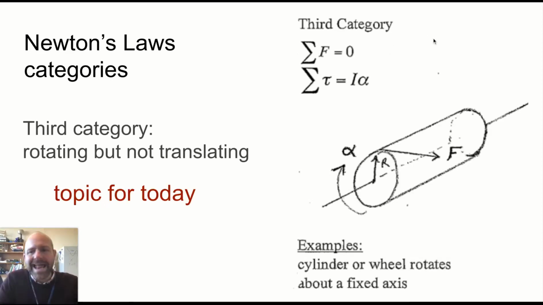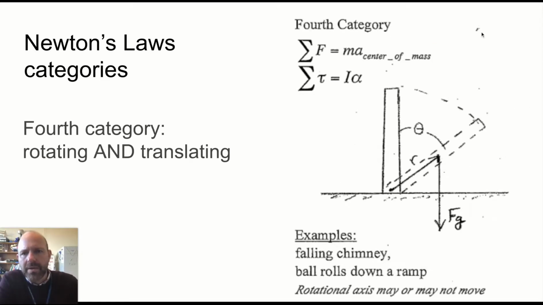And what we're looking at now is this third category, where things are rotating and can accelerate rotationally. Their rotational motion can change, but there's no translation. They're not accelerating in a translational manner. The fourth category is where both things can happen. Lots of interesting stuff. We'll get there.